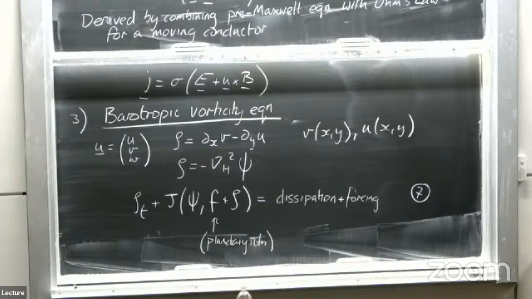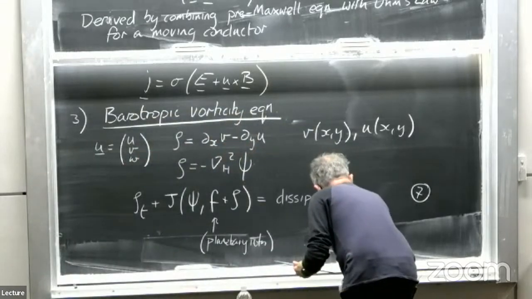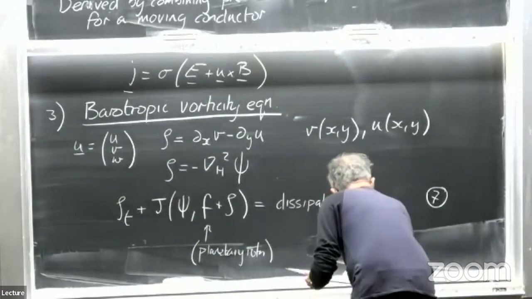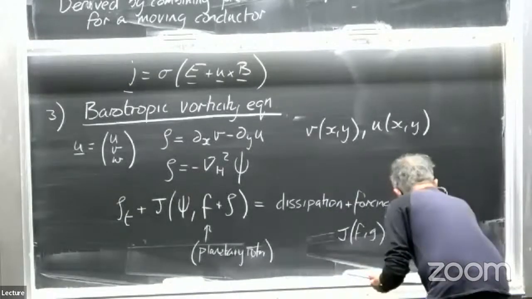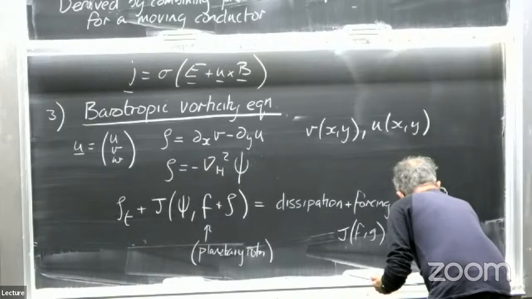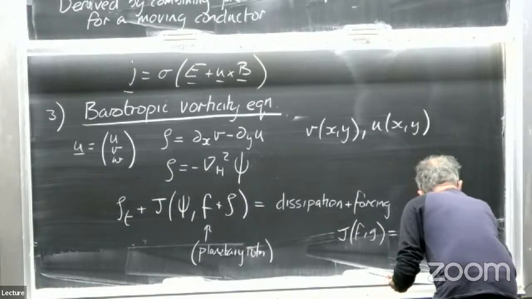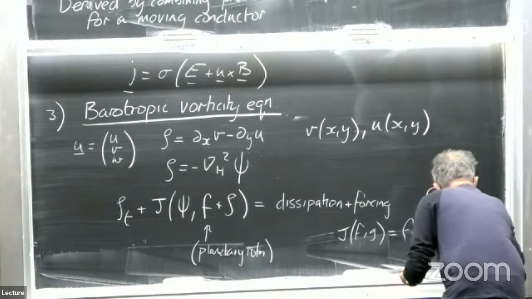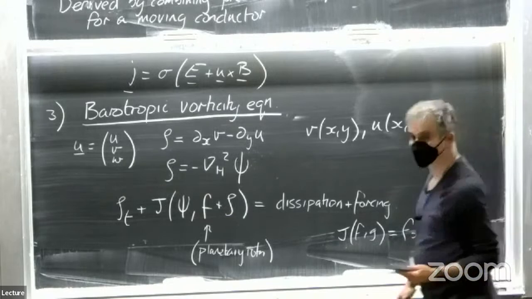Sorry, say that again. Oh, sorry, J. Yes, thank you. J is the Jacobian. So J of F and G is F x G y minus F y G x. Yeah, so it's nonlinear. Yeah, thank you.